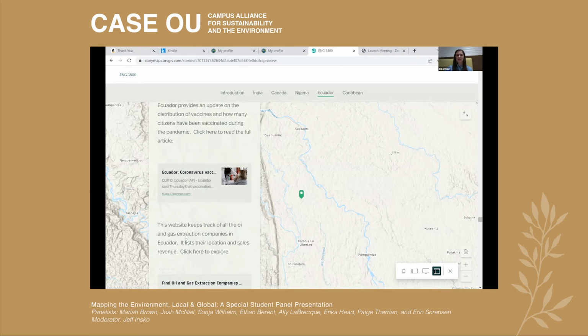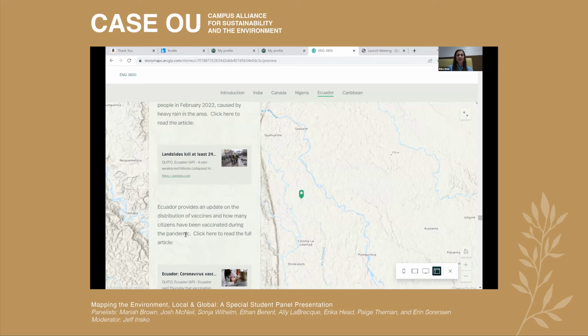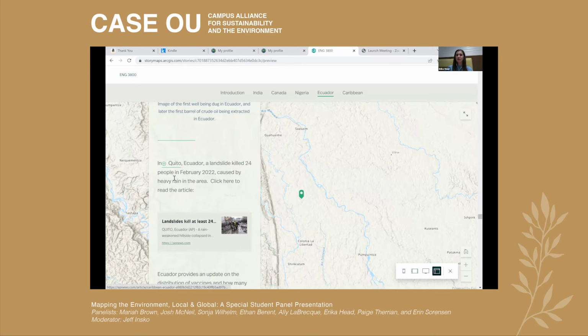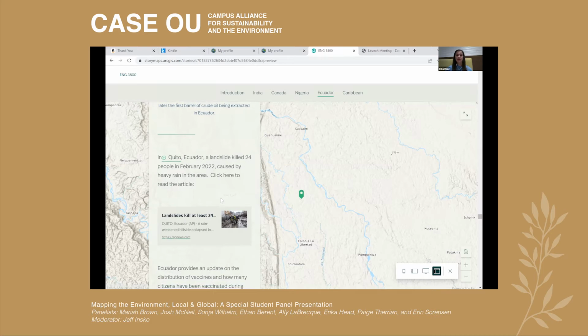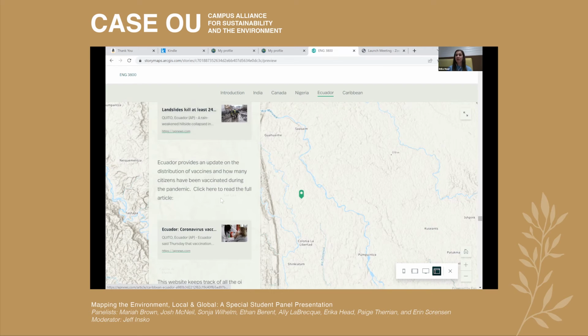Would you be able to scroll down? Thank you. And right here, I put a link to a couple current news stories in Ecuador. So here's a link for Quito, a landslide that killed 24 people in February of 2022, so just last month. And there was another link about how Ecuador was providing updates to the distribution of their vaccines and how the country was handling the coronavirus pandemic.